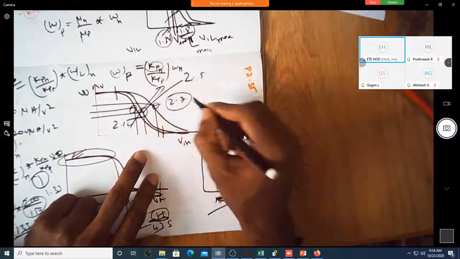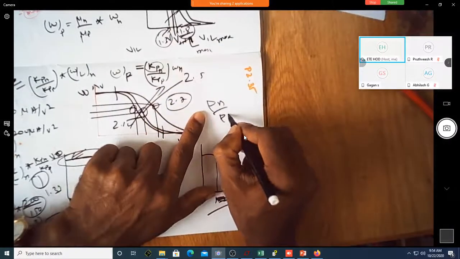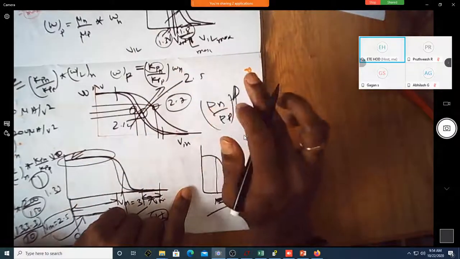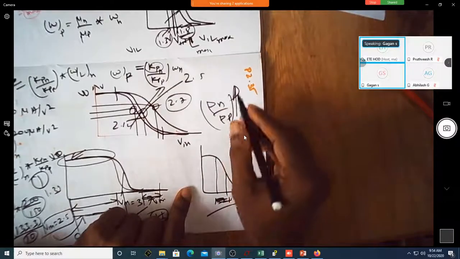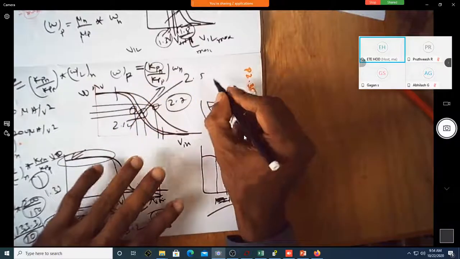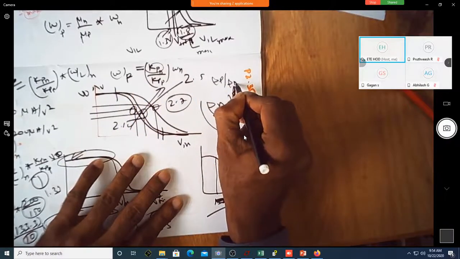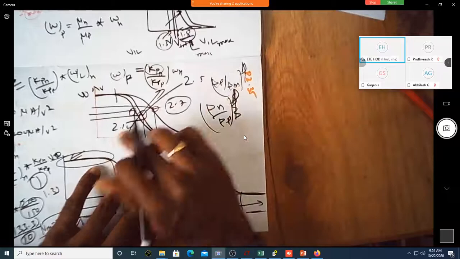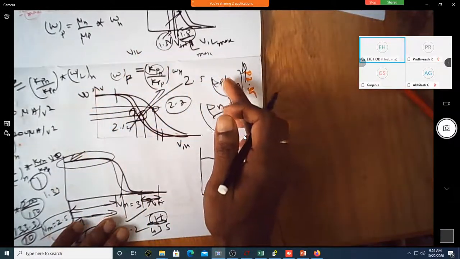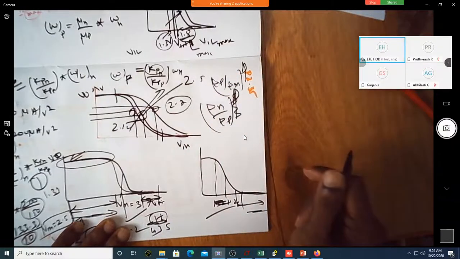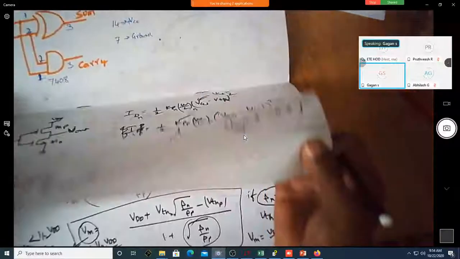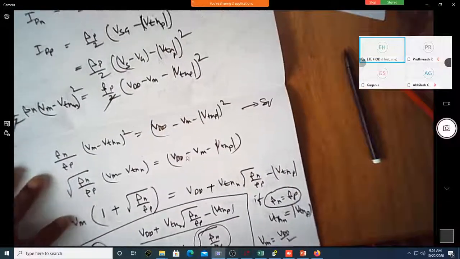Shall I say this is because beta n by beta p keeps on increasing here, or is it the reverse? I think it is the reverse, because suppose this will move this way. If beta p by beta n is more, am I correct? This will move this way. That is, it keeps on moving like this if your PMOS transistor is stronger. Okay, you can make this out if you do a few simulations.